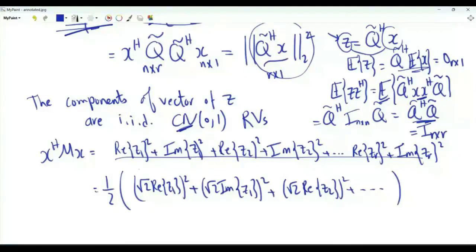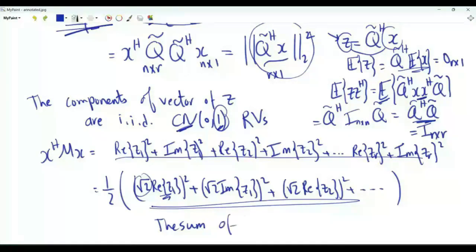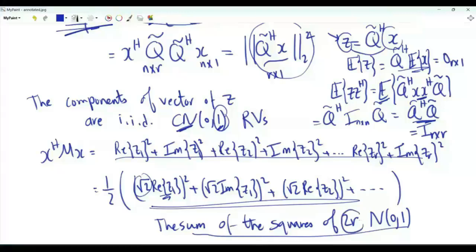Our random variables have the property that the real and imaginary parts are independent. Moreover, the variance of each is 1/2. A random variable with variance 1/2 multiplied by the square root of 2 has a variance of 1. What do we have here? We have the sum of the squares of 2r real-valued standard Gaussian random variables. This sum is the chi-squared random variable with 2r degrees of freedom. The quadratic form is equal to the chi-squared random variable multiplied by 1/2.